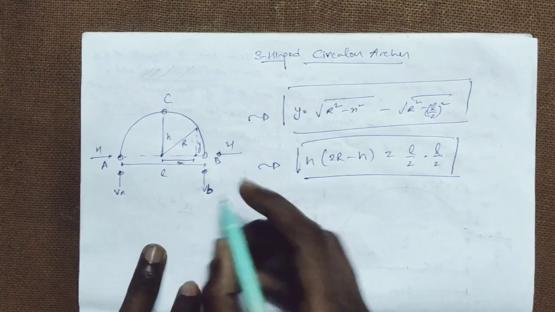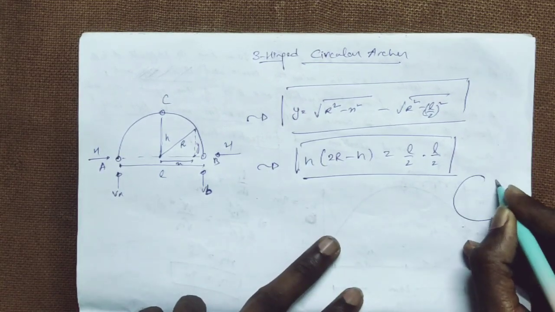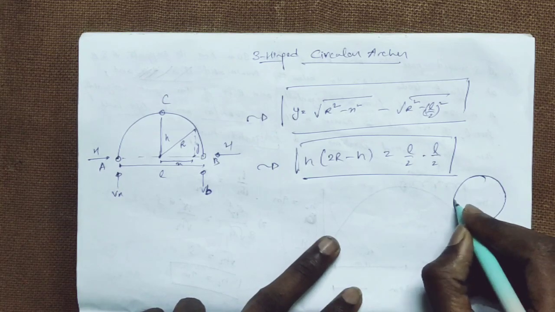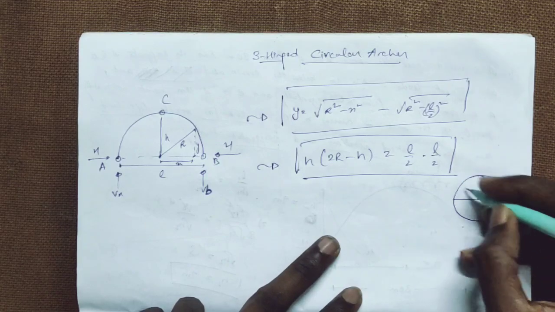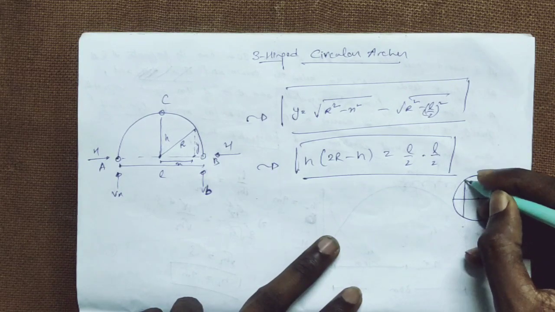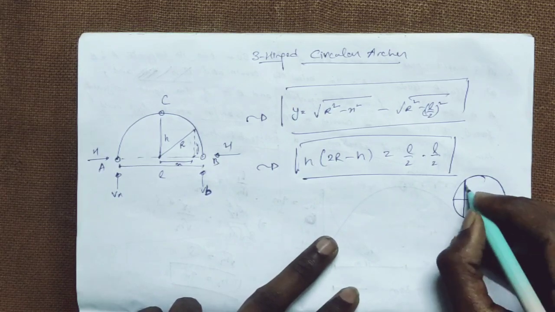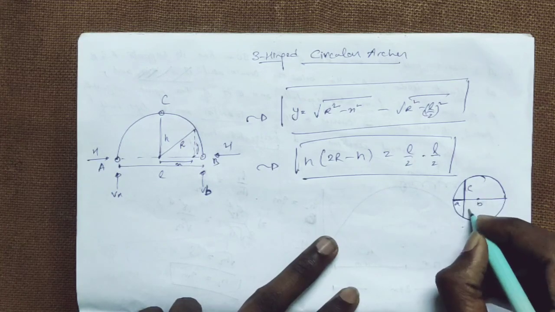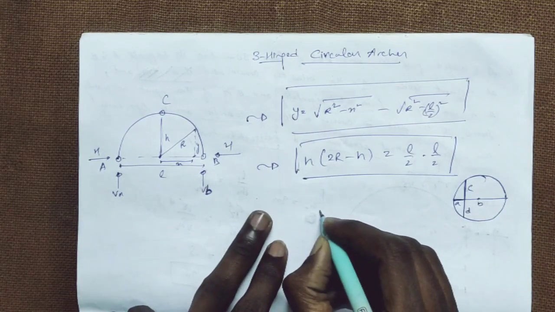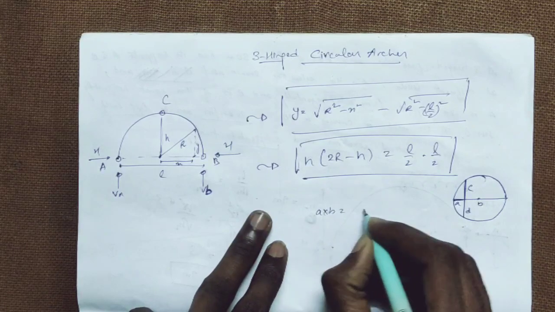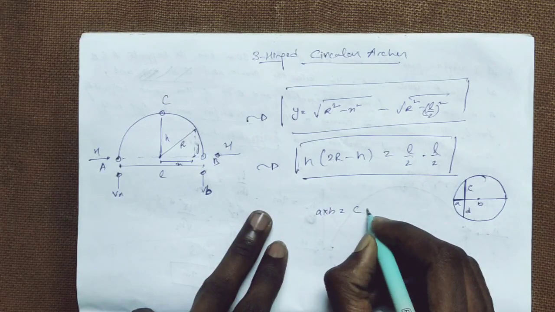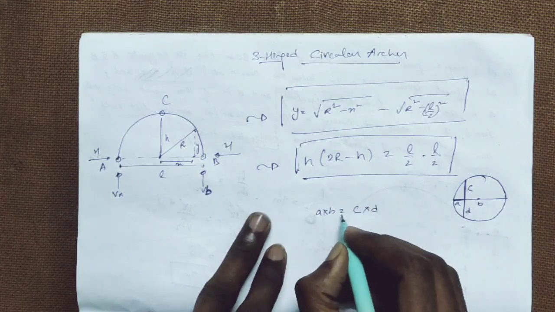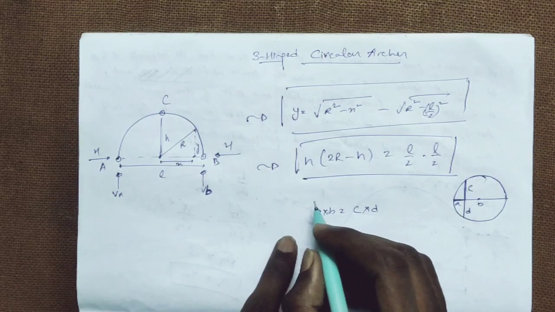This is a property of circle. If you see this, if it is a diameter, and you draw a chord which is perpendicular to the diameter, then if A and B, C, D, the product A into B will be equal to C into D.